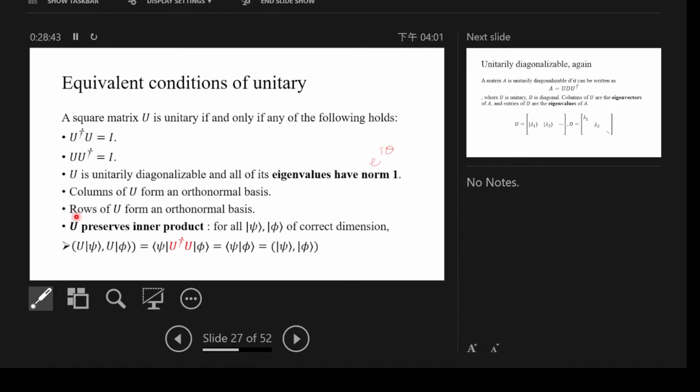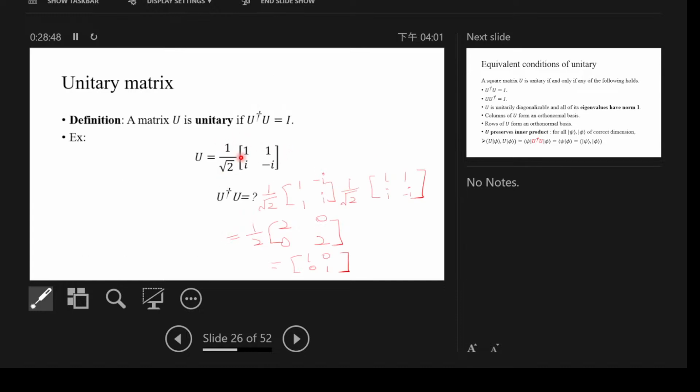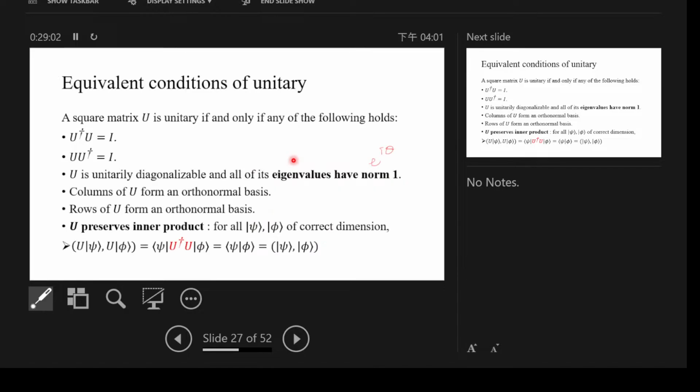And also the rows of U form an orthogonal basis. So this 1 over square root 2 times (1, 1), and 1 over square root 2 times (i, minus i), they are also orthogonal to each other. This one you are having (1, 1) and (1, minus 1). Okay, and they are orthogonal to each other.